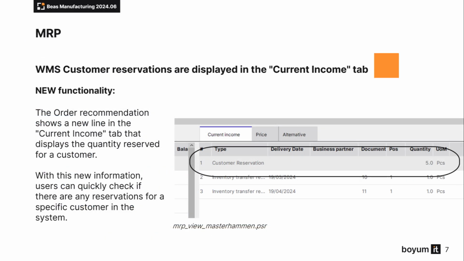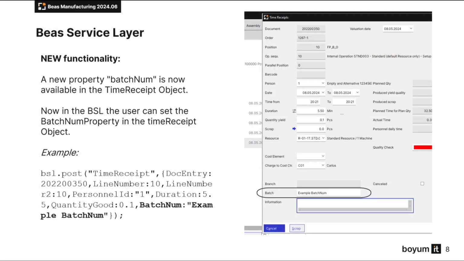The order recommendation shows a new line in the Current Income tab that displays the quantity reserved for a customer. With this new information, users can quickly check if there are any reservations for a specific customer in the system. A new property, batch number, is now available in the time receipt object. Now, in the BSL, the user can set the batch number property in the time receipt object.